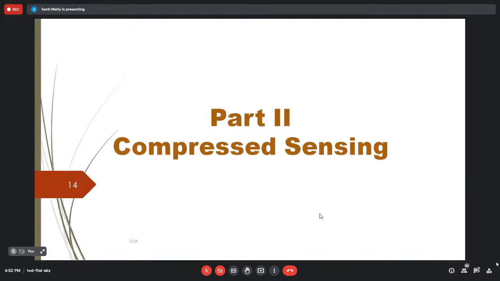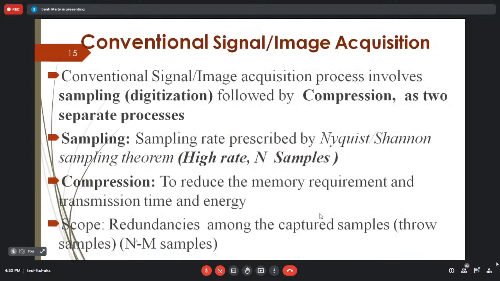Before going to compressed sensing, let us recap the current or conventional mode of signal, image or data acquisition. When you go for analog to digital conversion, what do we do? We take the Nyquist sampling rate, a much higher sampling rate, and we find that our samples are highly correlated. They carry redundant information, and at a later point we throw those samples away.